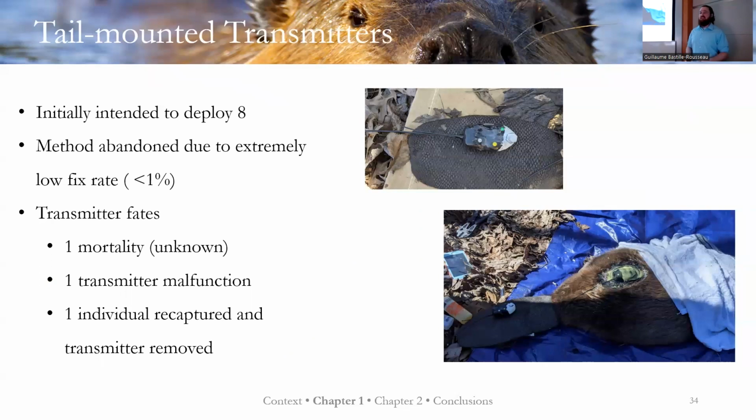So essentially, you're not even getting any data on the animal. That's worthless. And we wanted to abandon that. We didn't feel there was any need to prove the point further that that didn't work. So for the rest of the spring, we shifted everything to the lower back mounts.